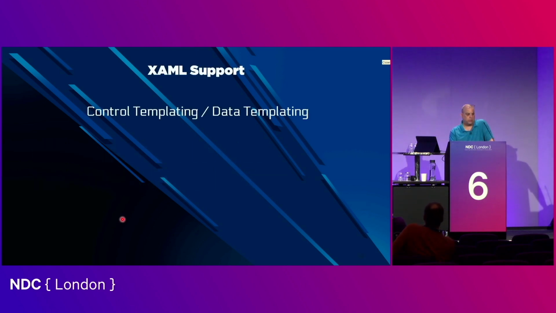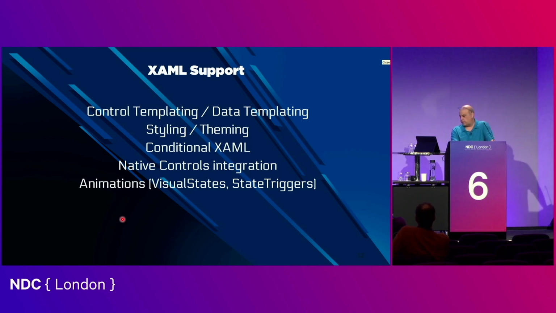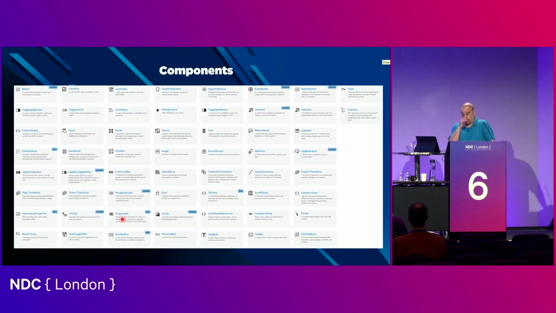We got XAML support, so your control templating, data templating is available. You have styling and themes. We have conditional XAML, native control integration, so you can do things like camera, Bluetooth, etc. You have animation, so it supports all the kind of swiping, transitions, and stuff, which we'll see on the next slide, I think. You get all the data binding you have with XAML. So if you're familiar with building WPF apps or MAUI-based apps, it's really not much difference between the two. And then lots of shapes and buttons.